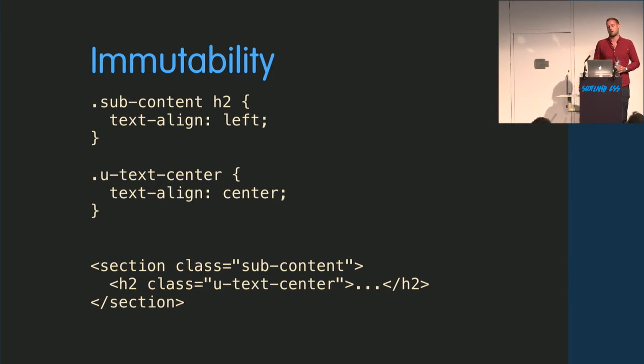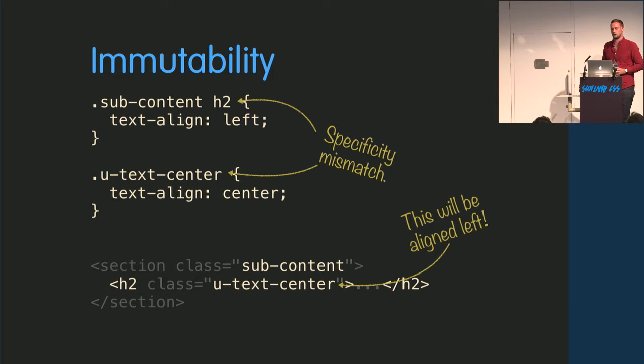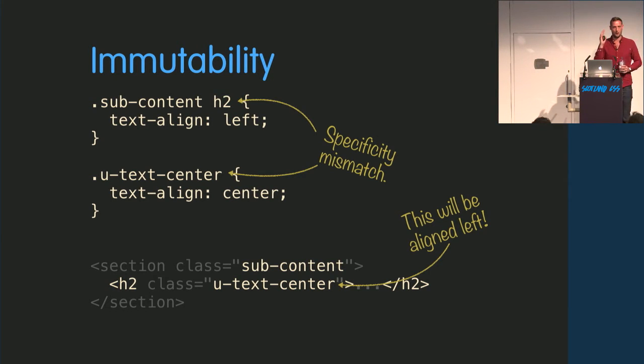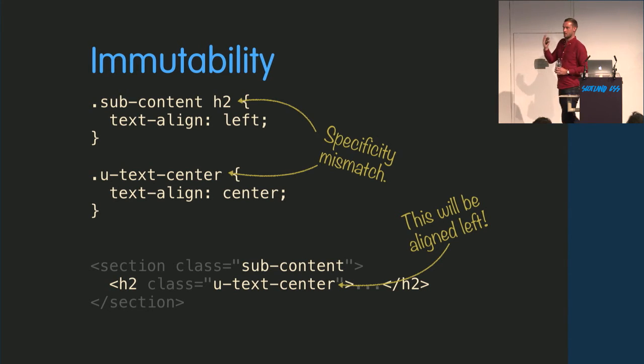Other common examples of mutations in CSS, things like this. If we take a quick look at this CSS and HTML, you may be able to spot a problem here. We've actually got a specificity mismatch. The class of text-center has a lower specificity than subcontent h2. That means that this h2 is actually going to be aligned left, even though we've put a class of text-center on it.